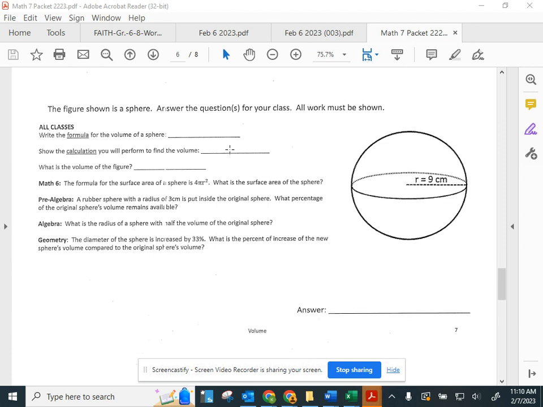Now it says write the formula for the volume of a sphere. The volume is different than surface area. So everybody needs to write this. The volume, V equals 4/3 times pi times R cubed. We still have R is our 9. That radius is 9. So we're going to do 4/3 times 3.14 times 9 cubed. Nolan?